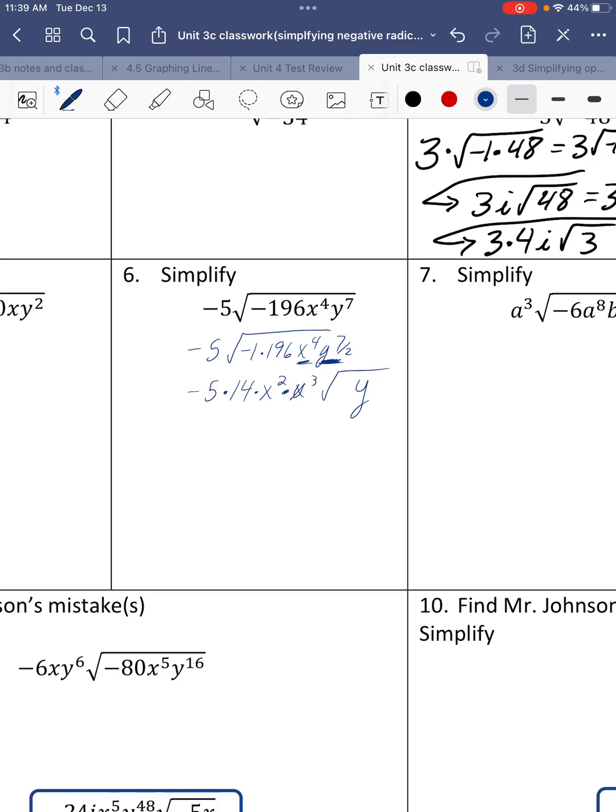Wait a second. Oh, this is supposed to be y to the 3rd. Why do I have an x there? My bad. And oh yeah, don't forget the i, the square root of negative 1. So we have 14 times 5 is 90. Nope, 70. My gosh. x squared, y to the 3rd, i, square root of y.